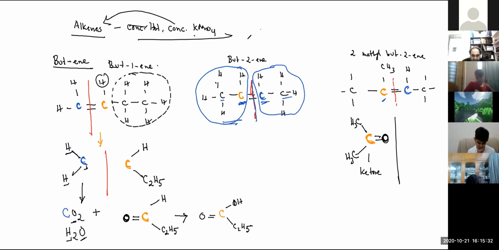Acha. The blue carbon, Kaif, is linked to what? Hydrogen and an R group. If it's bonded to a hydrogen and an R group, what will it get oxidized to? Aldehyde. It's going to get oxidized to aldehyde, and then further gets oxidized to carboxylic acid.